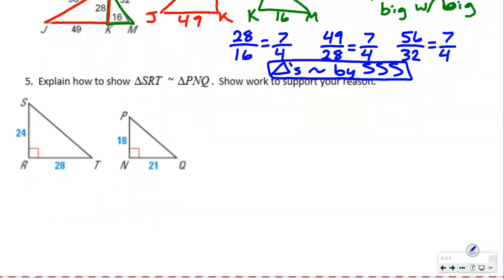Then last example, explain how to show SRT is similar to PNQ and show our work. So we can see that we have some right angles here. So we know that those angles are congruent. So we'll use those, look at the sides on either side of them, see if we can use SAS. If we look at our side on the left, SR, that's going to correspond with PN, and RT will match up with NQ.